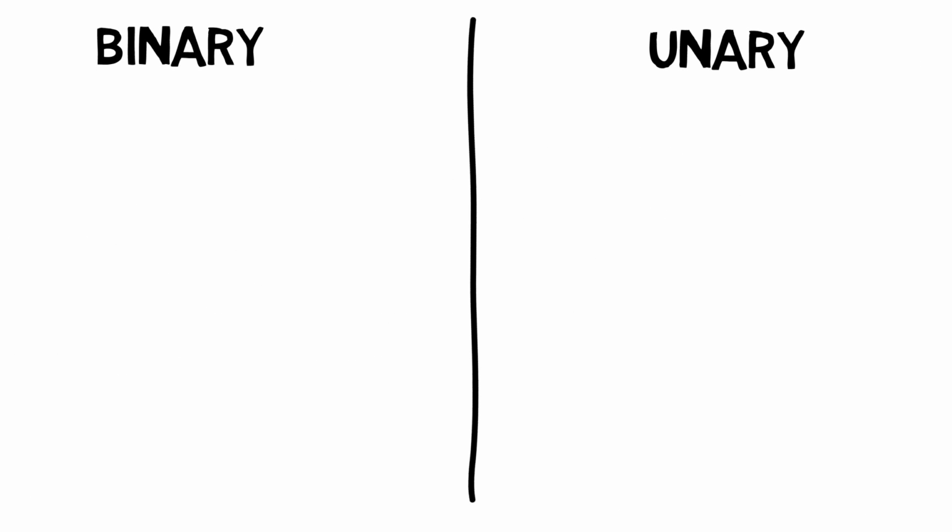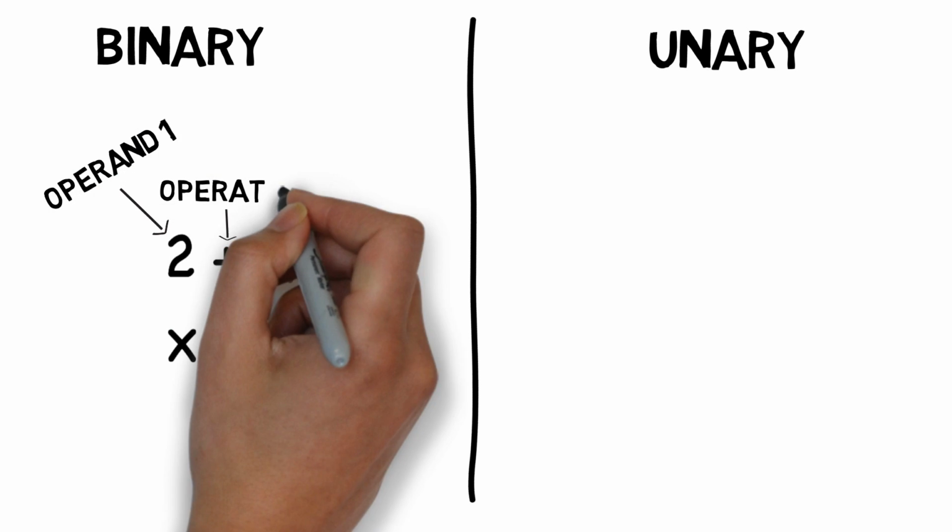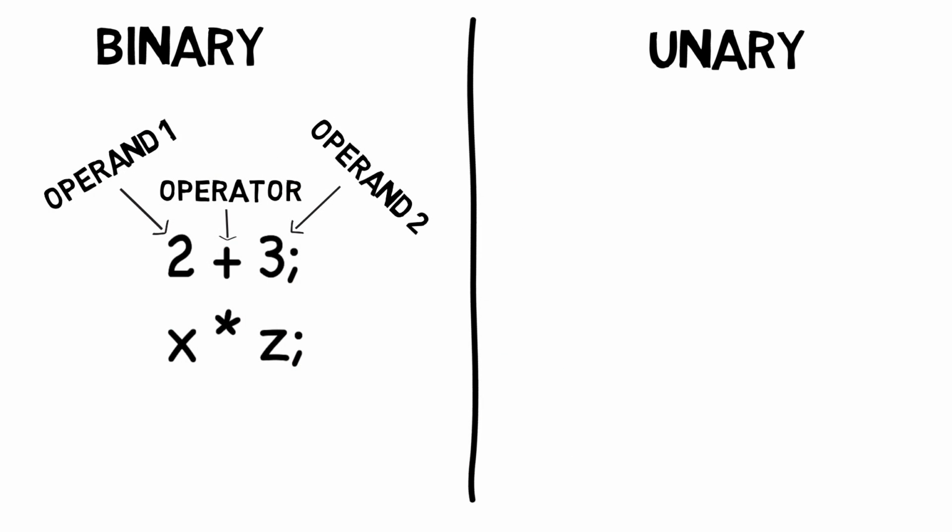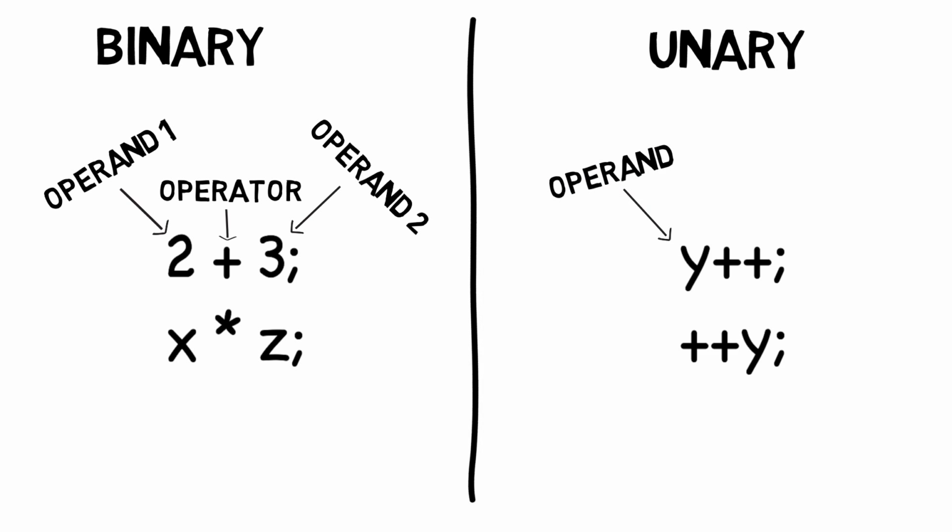JavaScript has both binary and unary operators, and one special ternary operator, the conditional operator. We won't look at ternary operators in this lesson. We'll focus on binary and unary operators for now. A binary operator requires two operands, one before the operator and one after the operator. For example, 2 plus 3, or x multiplied by z. A unary operator requires a single operand, either before or after the operator. For example, y plus plus or plus plus y.